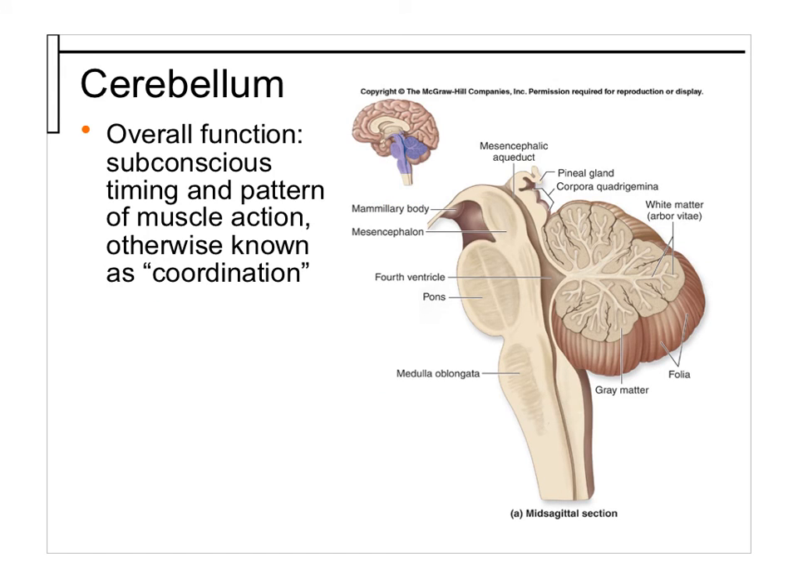Finally, we have the cerebellum. So the cerebellum deals with timing and pattern of muscle action, things that are happening subconsciously, like coordination. So when you're walking, for instance, once you're an adult, you're not thinking consciously about what muscles need to do what in order for you to walk. Your cerebellum is kind of governing how that happens.